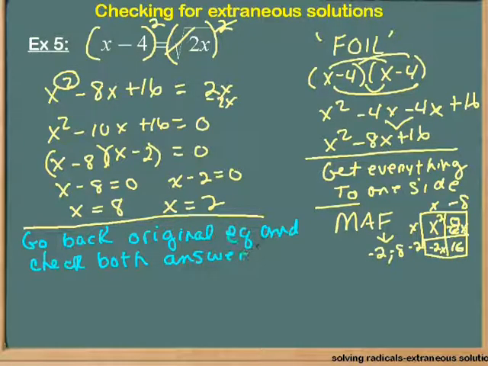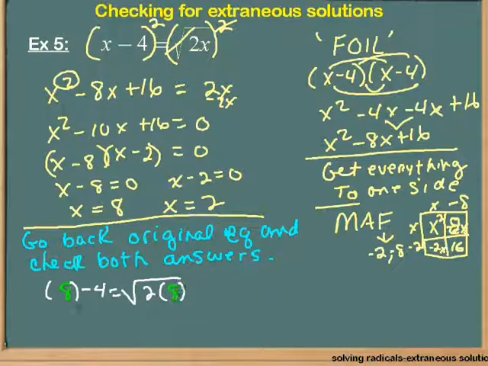All right, go back to the original equations and check both answers. Okay, so I'm going to go back to this x minus 4 equals the square root of 2x. And I'm going to put parentheses and put in my substitution. So having the parentheses in front of the 4, my first answer was an 8. So I'm going to go ahead and sub in the 8. And I'm going to see if the 8 works.